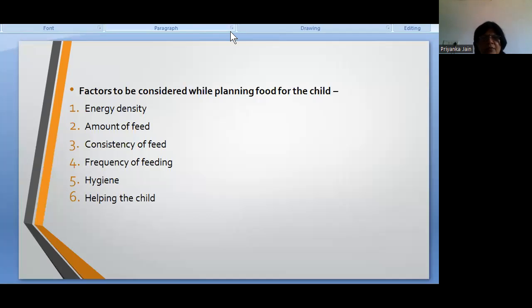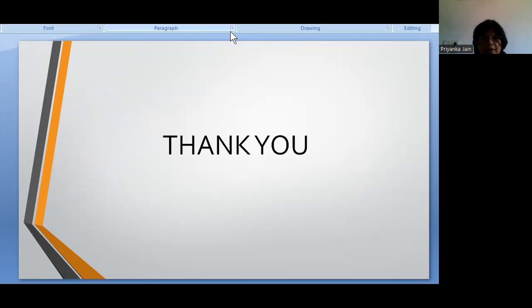What are the factors to be considered while planning food for the child? Required energy density, the amount of feed we should give, consistency of the food, frequency of feeding. And hygiene plays a very important role in properly maintaining growth and development of the child. So we should wash our hands properly before giving food to the child, and it may also help the child. Thank you.